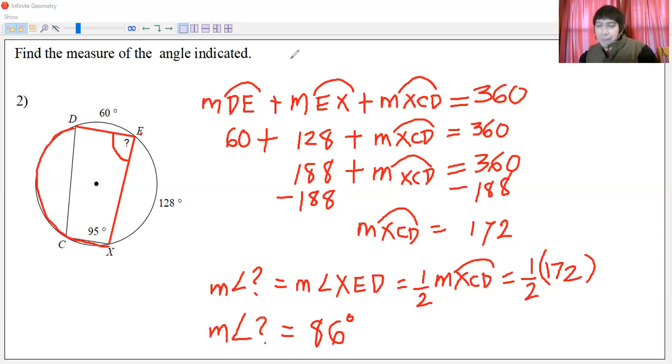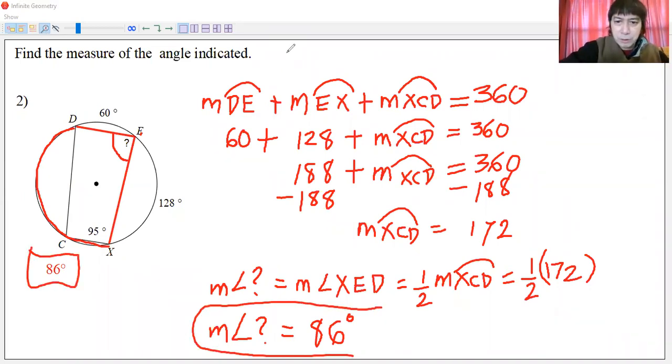Okay. All right. So let us check the answer. Over here, check and see below the diagram. That is the usual location of the answer displayed by the computer. All right. So is that 86? Yes. All right. There. So our answer over here is correct. There, 86 degrees.